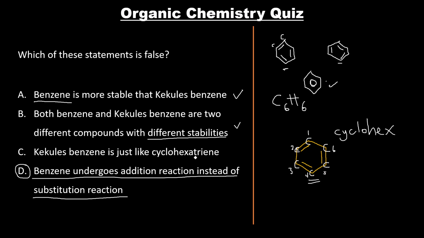Now, if you see this side, triene is basically an alkene with 3 double bonds. That's basically what it means. And where are the 3 double bonds? We have 1, 2, 3. So Kekule benzene is just like cyclohexatriene. That is a completely true statement. So this makes this also true. So I hope by now you've gotten why we chose D as the correct answer. D is the first statement out of the 4 options we have. Benzene actually will favor substitution reaction ahead of addition reaction.